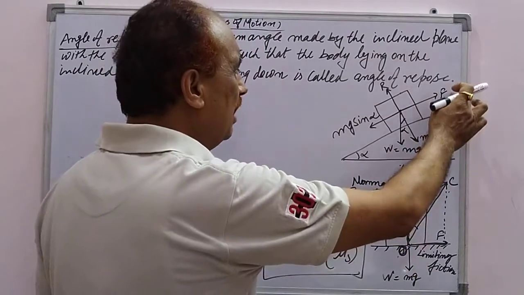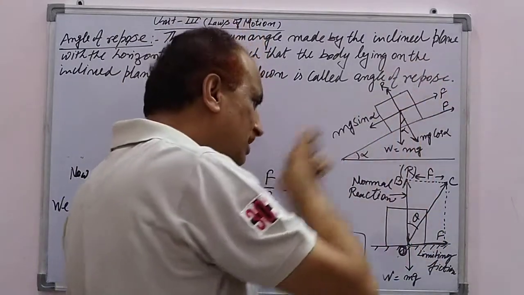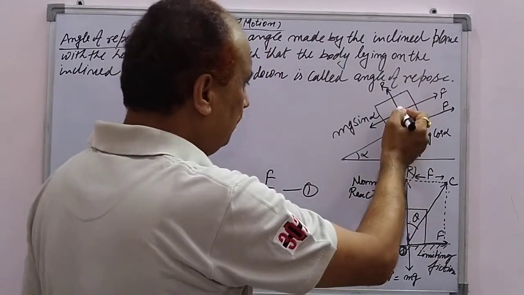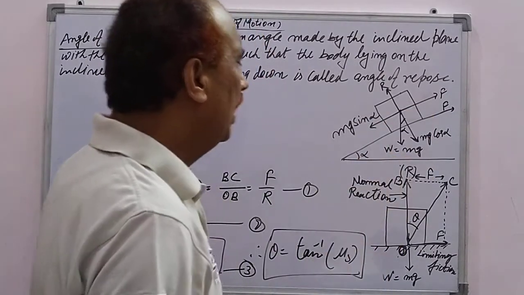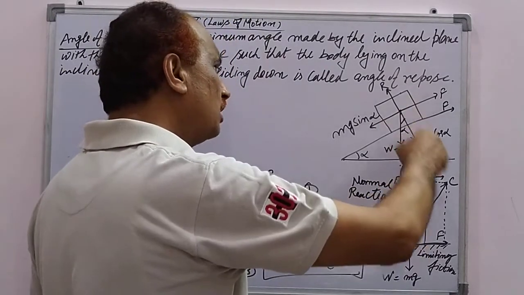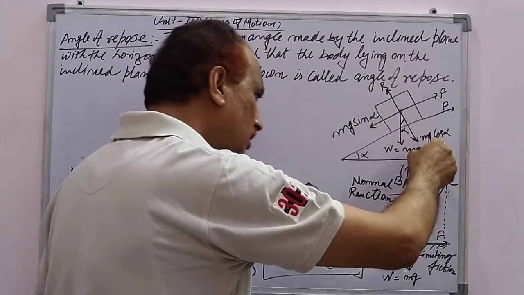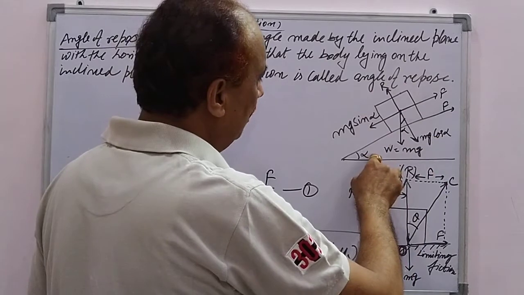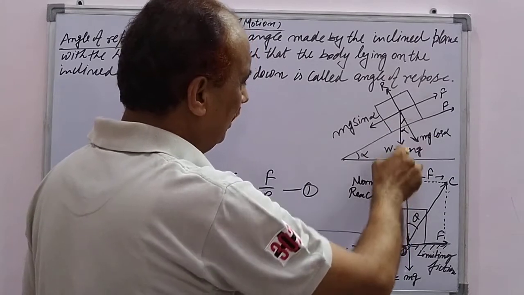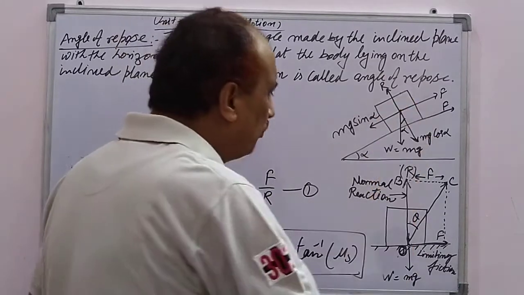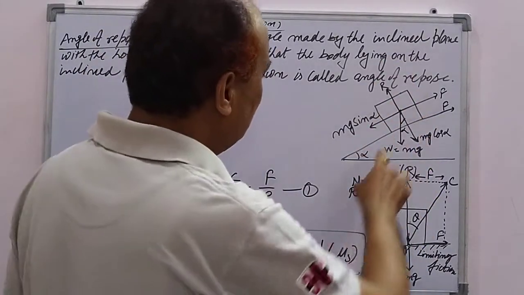In that situation, F is the maximum limiting force of friction acting in the opposite direction, because the body is sliding downward. When we draw a vector for mg, it acts vertically downward, W equals mg. Now we draw the normal reaction perpendicular to the surface. The angle alpha is equal to the angle made between the vertical line of action of the weight and the line opposite to the normal reaction.